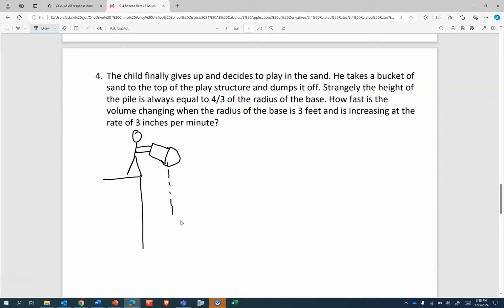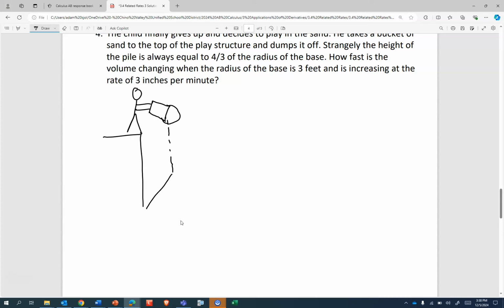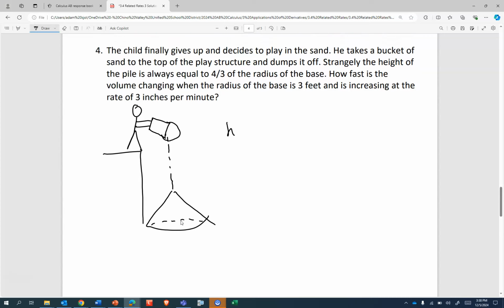Strangely, the height of the pile is always equal to 4/3 the radius of the base. If you've never dumped sand into a pile, it basically is shaped like a cone. So let's see, the height of the pile is always equal to 4/3 the radius of the base. How fast is the volume changing? So we want dV/dt. When the radius of the base is 3 feet, so r is 3, and the radius is increasing, dr/dt, at 3 inches per minute.